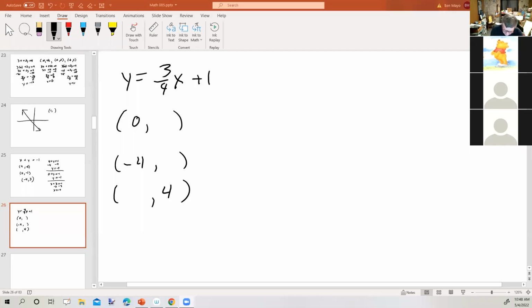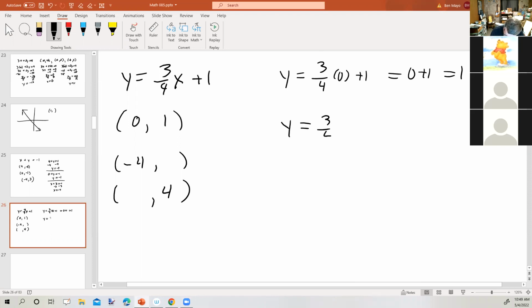And let's complete these ordered pairs. Let's see, if x is 0, I get y equals 3/4 times 0 plus 1, which is 0 plus 1 or just 1. If x is -4, y equals 3/4 times -4 plus 1. -4/4 reduces to -1/1. 3 times -1 divided by 1 is -3. And then plus 1, which is -2.